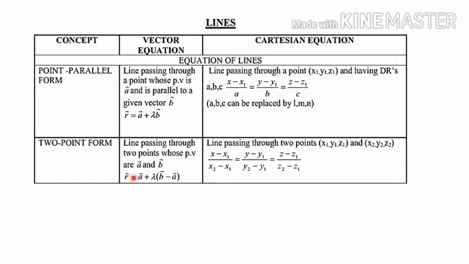Next, the two-point form. For a line passing through two points whose position vectors are a and b, the vector form is r = a + λ(b − a). And the Cartesian form, when the coordinates of the two points (x1, y1, z1) and (x2, y2, z2) are given, is (x − x1)/(x2 − x1) = (y − y1)/(y2 − y1) = (z − z1)/(z2 − z1).